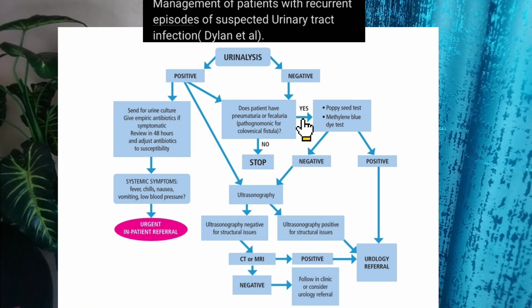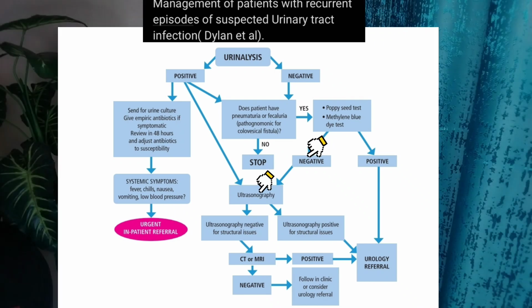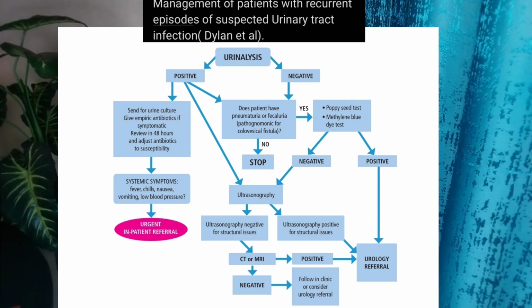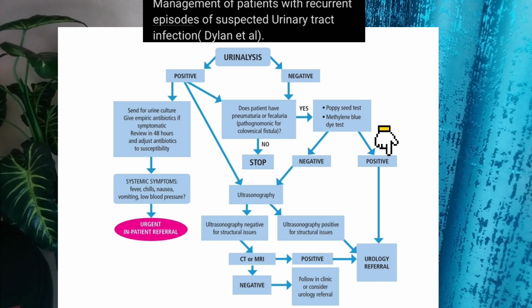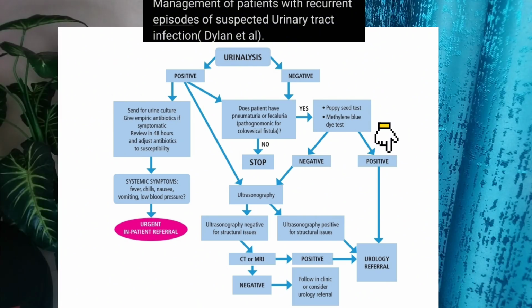However, if they have the pneumaturia, the fecaluria, that is the air bubbles, the froth, the air, as well as the fecal matter in the urine, we have to continue with the investigations. So we do the POPC test and the methylene blue test. And if it is negative, they will follow this path of the ultrasound scan like we saw in the second example. But if the POPC and the methylene blue tests are positive, we shall just go ahead and operate this patient, because this is an indication that we have a connection between the intestine and the urinary bladder, a condition called enterovesical fistula.